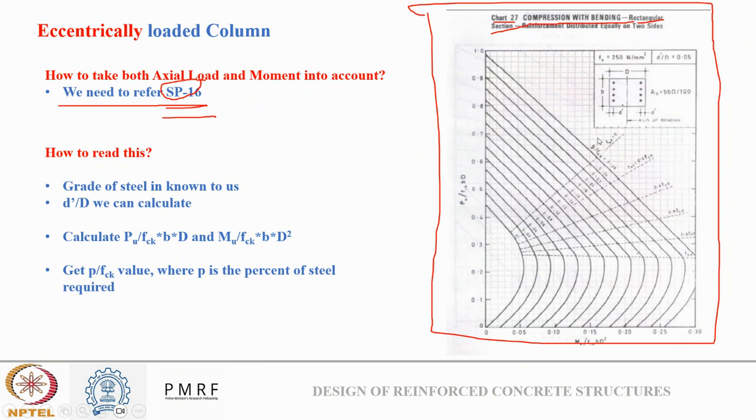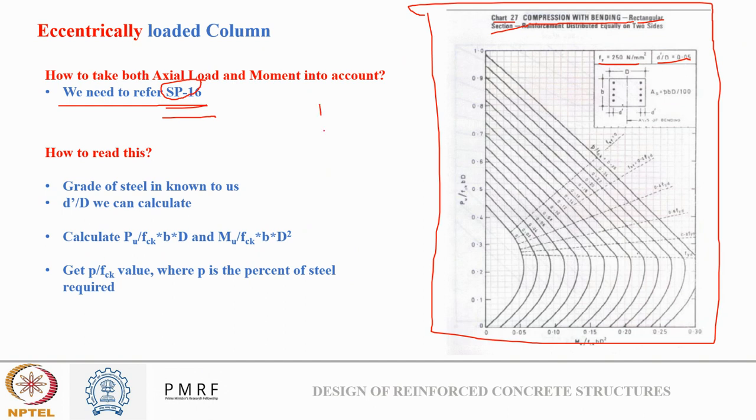Okay, so how to read this chart? Firstly, I should know the grade of steel that I am using. If I know the grade of steel, I need to choose the particular chart. There are a lot of charts, from 20 to 35, I guess there are 15 charts, based on different grades of steel and different d dash by D ratio. So based on what you have in your design, you need to choose the particular graph.